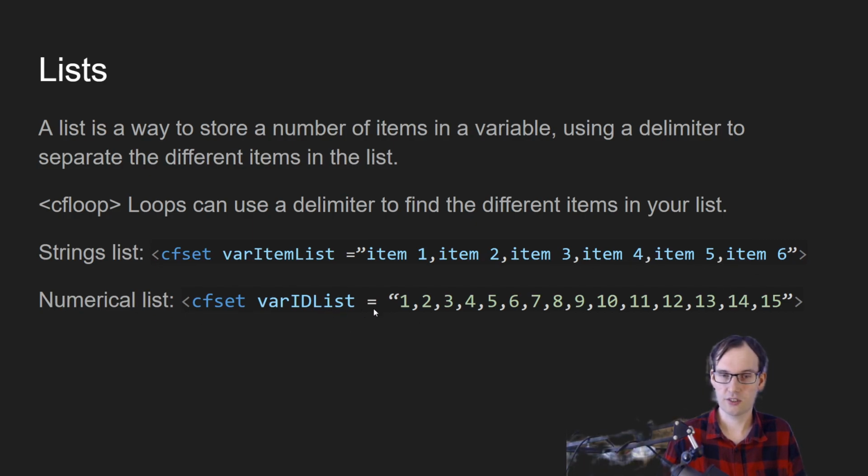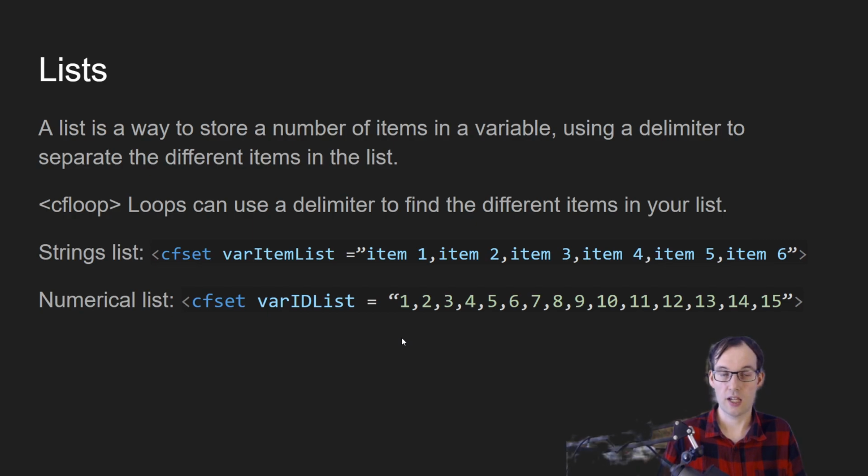A numerical list. Here you have a numerical list. You can also store numbers. Here it would also be a comma as a delimiter, so I could get 1 out, 2 out, 3 out, 4 out, etc. I made the names a little bit more logical, like var ID list, var item list, right?